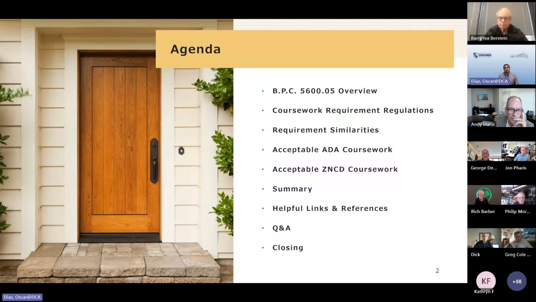We'll be covering an overview of Business and Professions Code 5600.05. We will go over the requirement similarities. We will provide examples of acceptable ADA coursework and examples of acceptable ZNCD coursework. We will provide a summary and helpful links with references at the end.